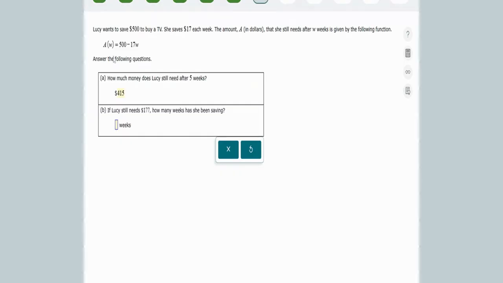And that gives us 19 weeks. It's going to take 19 weeks for her to save enough money to buy that TV.